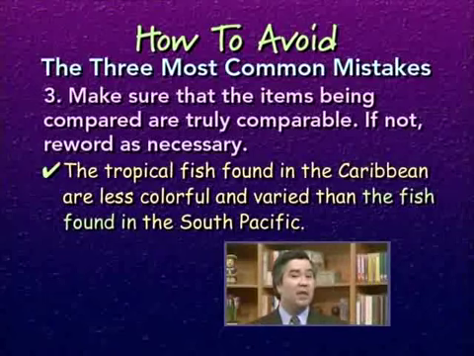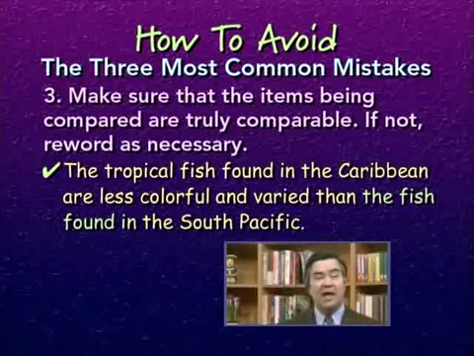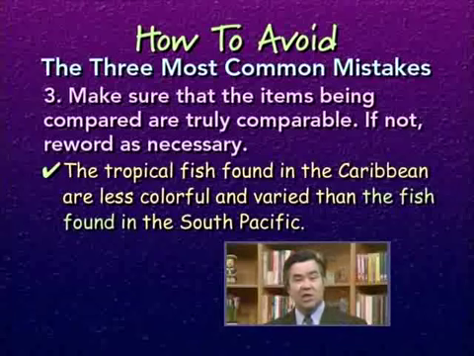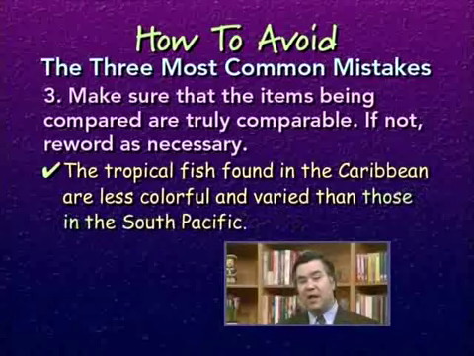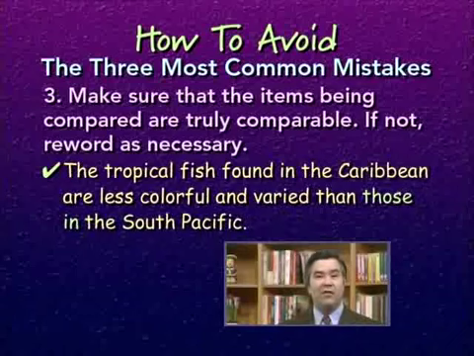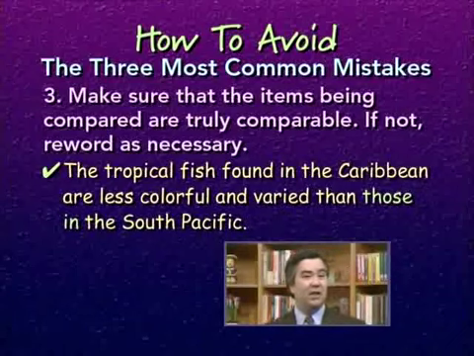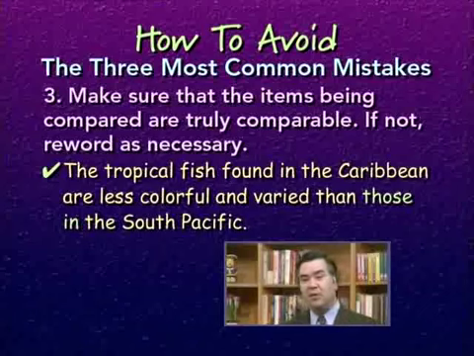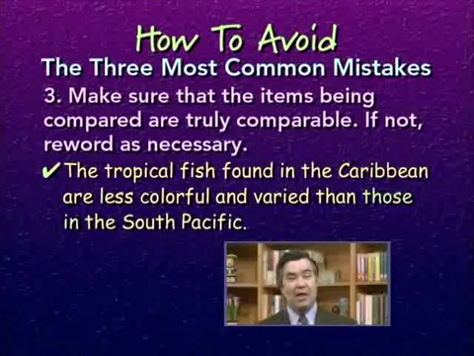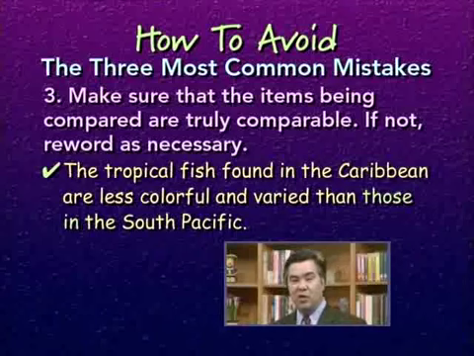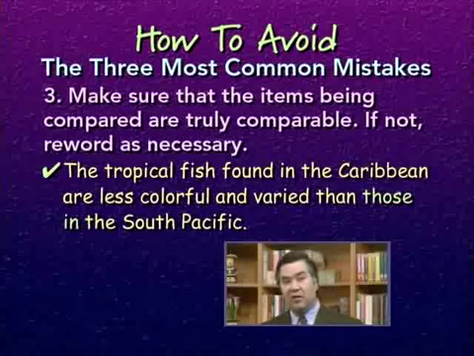If you don't want to repeat the word fish, you can use a pronoun instead. And the sentence could then read, "The tropical fish found in the Caribbean are less colorful and varied than those in the South Pacific." Now the pronoun those has been used so that the word fish doesn't have to be repeated. And that would also be a perfectly correct way of correcting the error. The problem with the original sentence is that it seems to compare fish with ocean, and that, of course, doesn't logically make sense. And it's one of the types of errors of comparability that you need to watch out for.